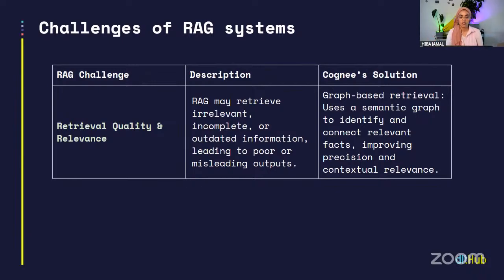So here, this is the first challenge. The graph retrieval may be irrelevant or incomplete. And Cognee's solution to that is it uses that semantic graph to identify and connect relevant facts. So it's not just a vector search, it's also a semantically enriched graph search, which becomes better. And we'll look at one example of how.